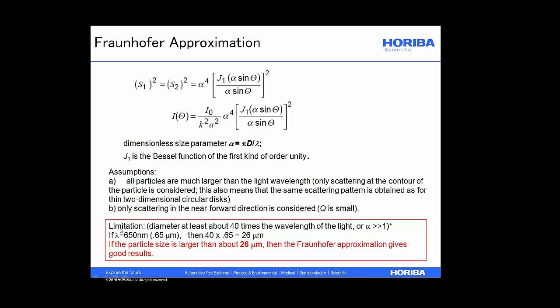The limit is that you really need a fairly large particle diameter for this to work. It works out to usually about 25 microns or so that the Fraunhofer approximation starts giving decent results.